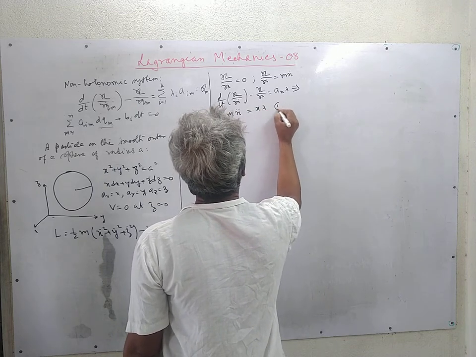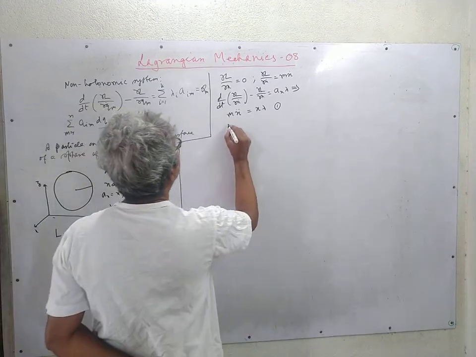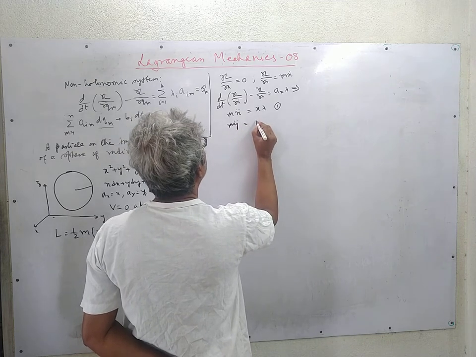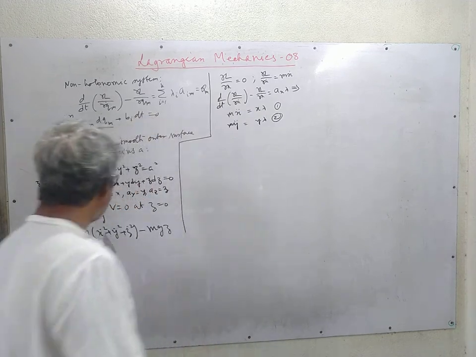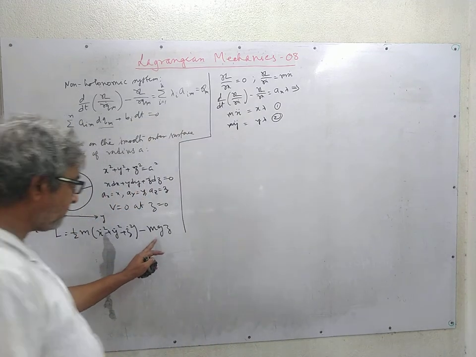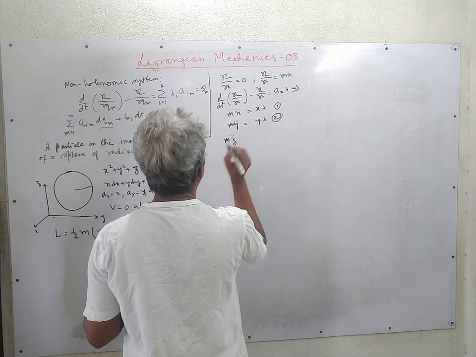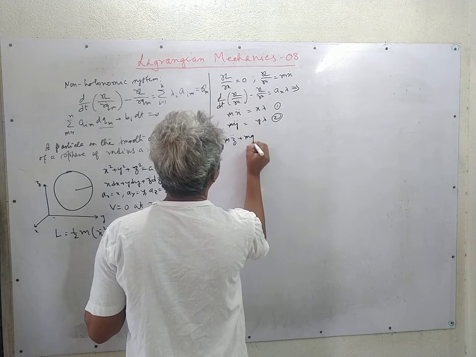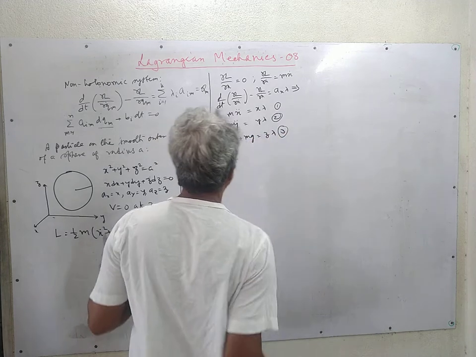This is equation 1. Similarly, the y equation gives us m y double dot equal to y lambda. This is equation 2. The z equation is slightly different because of the presence of the potential term. So we get m z double dot plus mg is equal to z lambda. This is equation 3.